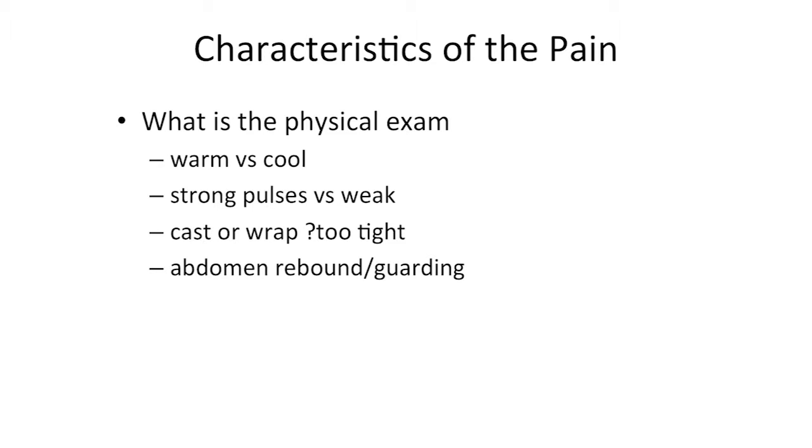What does the physical exam reveal? If the pain is in an extremity, is it warm or cool? Are the pulses strong or weak? If there is a cast or an ACE wrap in place, is it too tight? If this is abdominal pain, is there rebound or guarding that may necessitate more urgent evaluation by surgical colleagues?